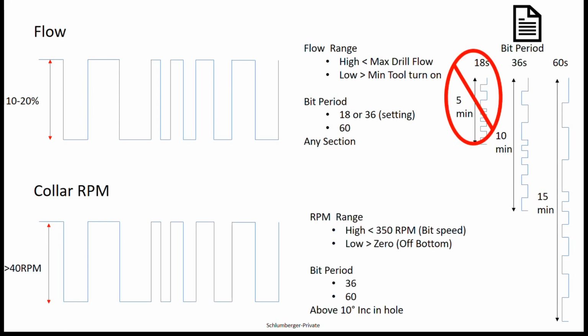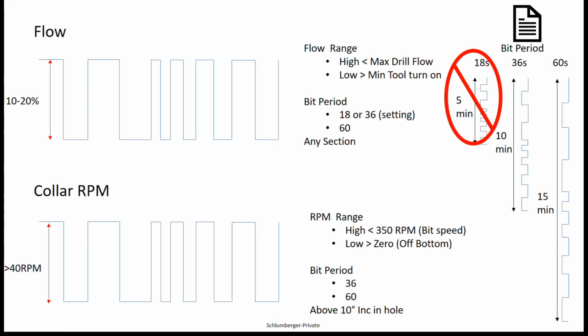The second option is your collar RPM downlink. You'll notice this one needs to drop between the high and low state by a minimum of 40 RPM. Your max cannot go above 350 RPM, and that's bit speed, so your surface RPM plus the speed of your motor as a function of the flow. And then the minimum can go all the way down to 0, but it is not recommended that you drill ahead with 0 on your rotary.